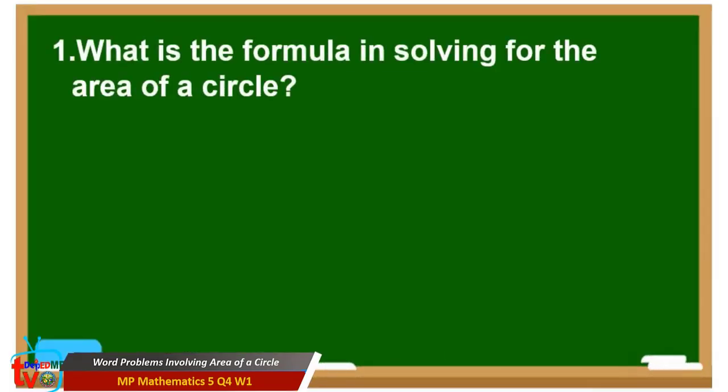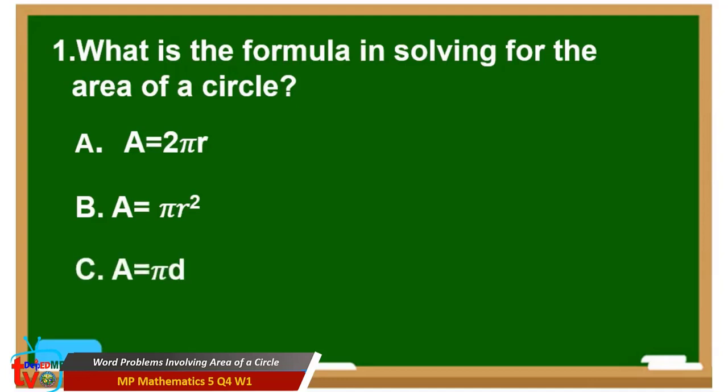Number 1. What is the formula in solving for the area of a circle? Letter A. Area equals 2 times pi times radius. Letter B. Area equals pi times square radius. Letter C. Area equals pi times diameter. Letter D. Area equals pi times radius.